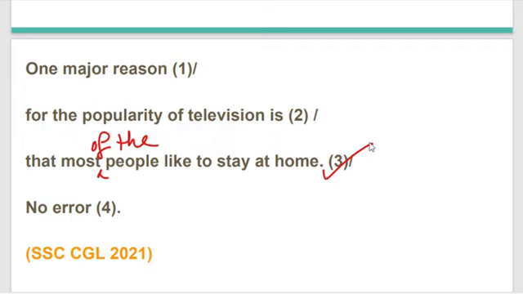One major reason for the popularity of television is that most of the people like to stay at home. Not 'most people', we say 'most of the people'. That means there are a lot of people, amongst them most of the people, not everyone, but the majority, 98% people, for example. So television has become very popular nowadays because the majority of the people like to stay at home, and when they're staying at home, they have to spend time, and they love to spend time by watching television. Hence, television has become so popular. Hope the sentence is clear to all of you. Moving to the next question.